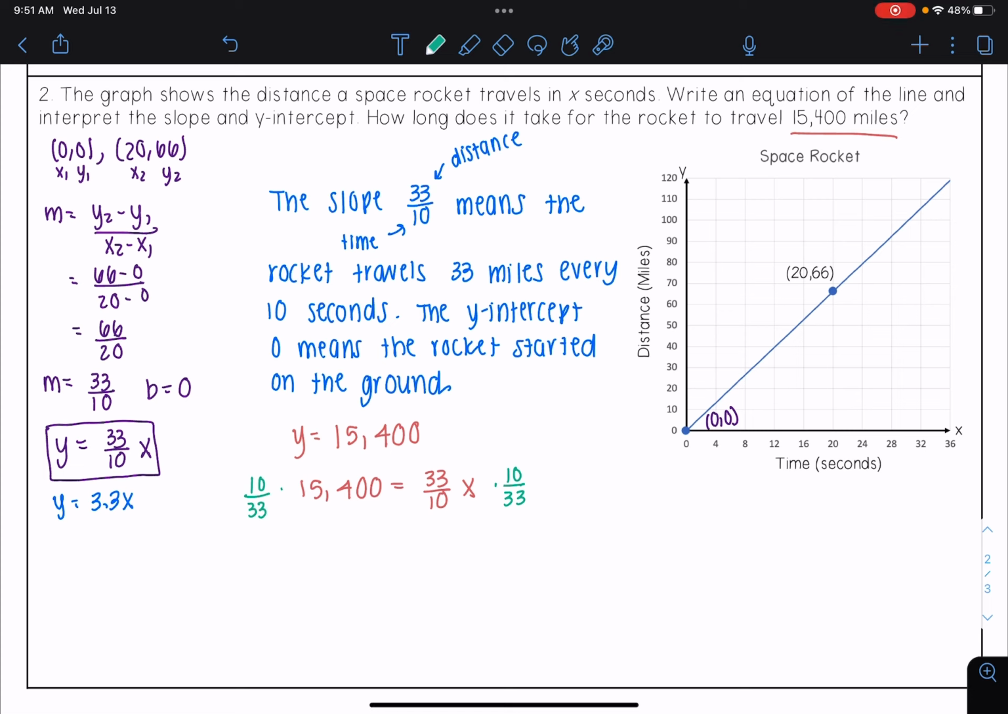And when I do that, I'm going to have 15,400 times 10 to get 154,000, and I'm going to divide that by 33, and I get that x is approximately 4,666.7.